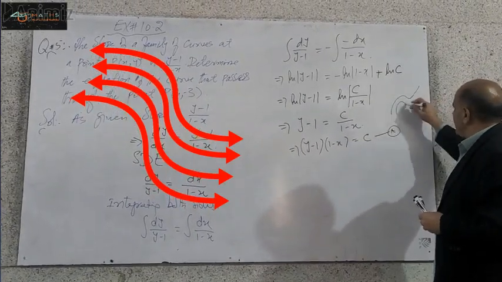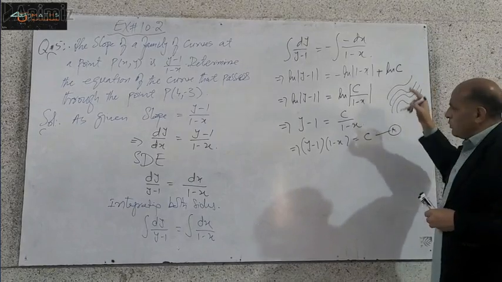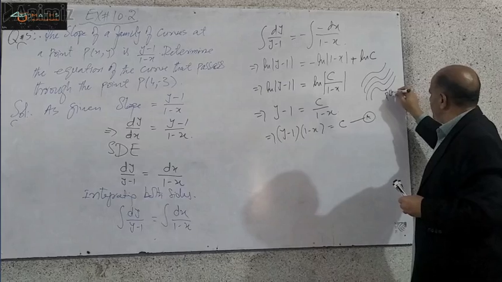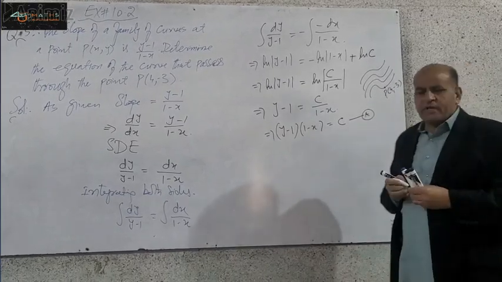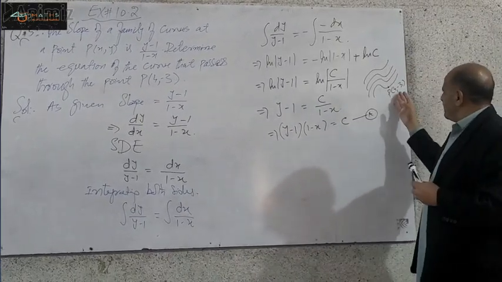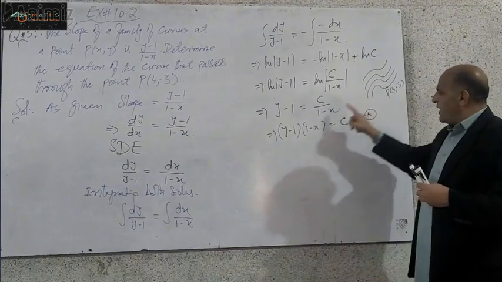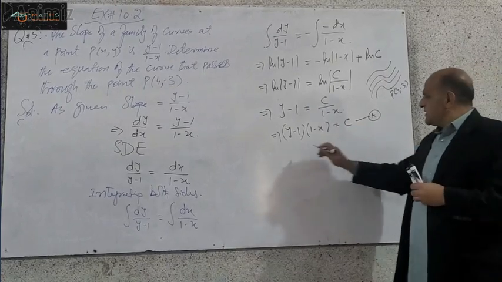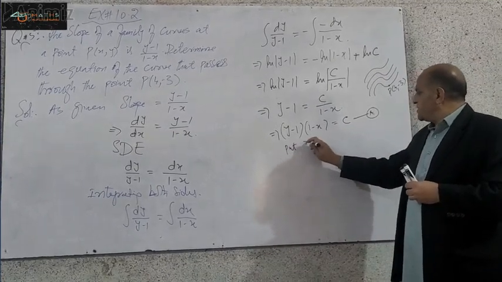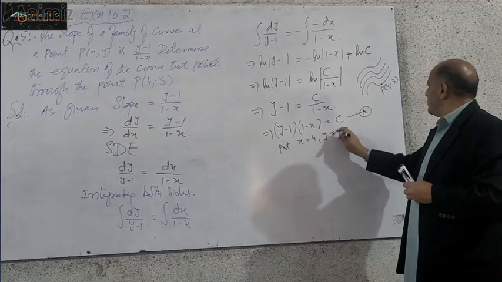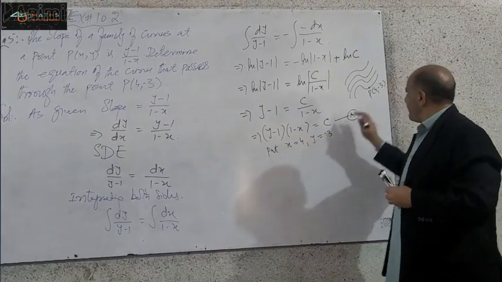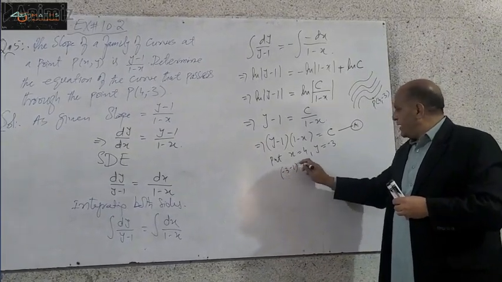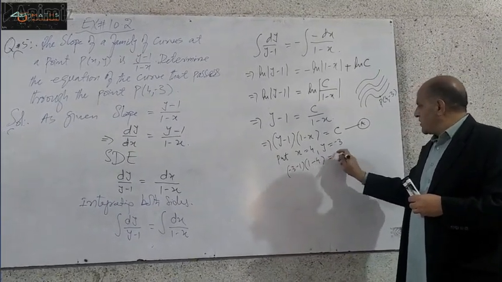Suppose we have an infinite number of curves here like this, but one of those curves is passing through the point P(4, minus 3). This is actually the initial condition. Here we will replace x with 4 and y with minus 3 to find the particular solution of this curve. That is, putting x is equal to 4 and y is equal to minus 3, because this curve is passing through this point. So this becomes (minus 3 minus 1) into (1 minus 4) is equal to c.